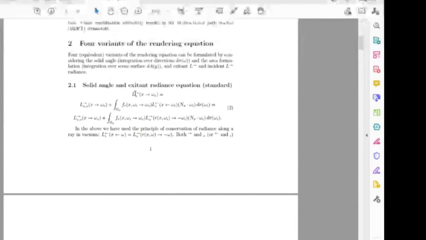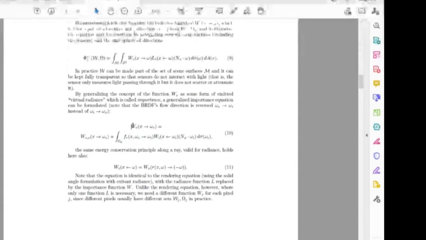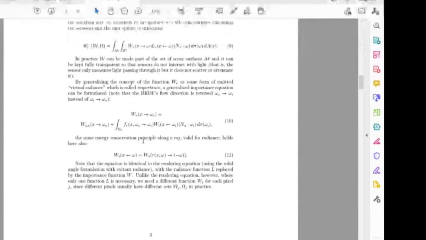The only difference between this equation and this equation is that here you have the GRDF with the 2 arguments. First, you have omega I, so the incident direction, and then the outgoing direction. Here, these are simply flipped. So that's the major difference, and obviously we have replaced L with W everywhere here. And you can obviously make the 4 variants that we saw above for the importance equation. The same conservation of importance along rays in vacuum holds as for radiance. So it's almost the same thing. Questions on that?